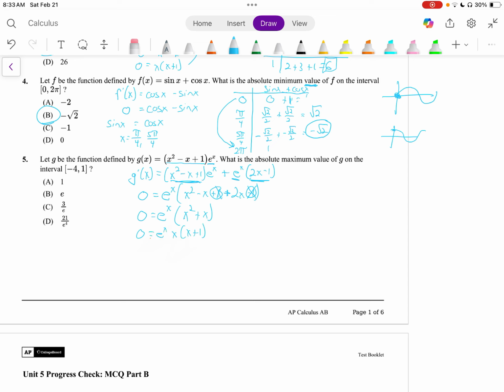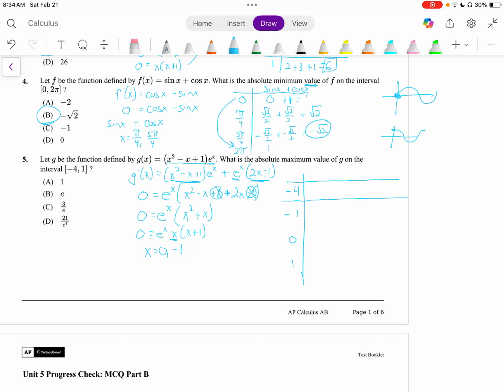So we want to know values that make e to the x equal 0. e to the x never equals 0, so no values of x make that equal 0. So x is equal to 0 or negative 1. And so we want to use our candidates test. We have the endpoint of negative 4, and then just going in order, we have negative 1, 0, and 1.